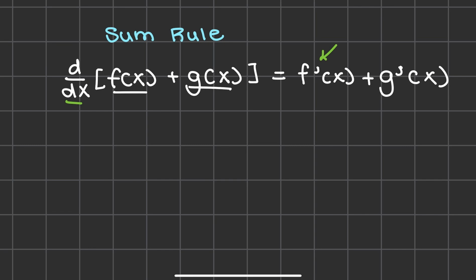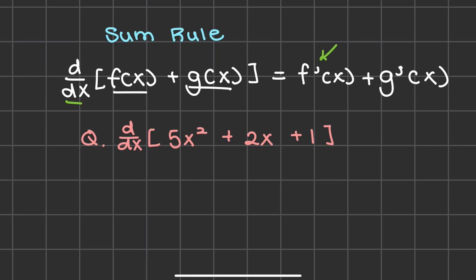So a sample question here would simply be: what is the derivative of 5x squared plus 2x plus 1? What do you guys think is the answer?